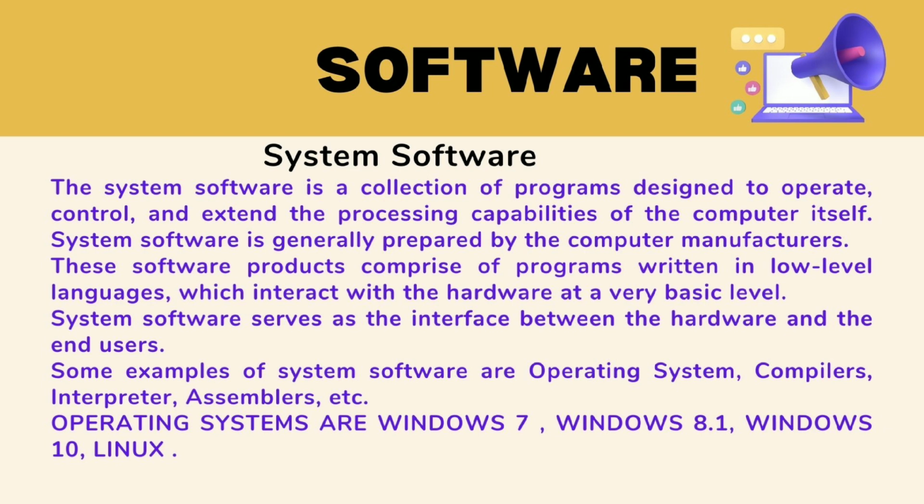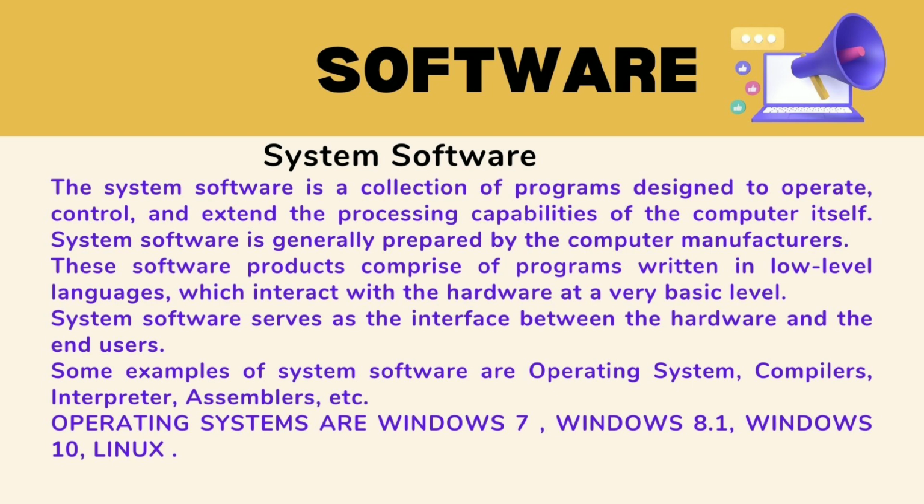System software. The system software is a collection of programs designed to operate, control, and extend the processing capabilities of the computer itself. System software is generally prepared by the computer manufacturers. These software products comprise programs written in low-level languages, which interact with the hardware at a very basic level. System software serves as the interface between the hardware and the end users. Some examples of system software are operating system, compilers, interpreter, assemblers, etc.